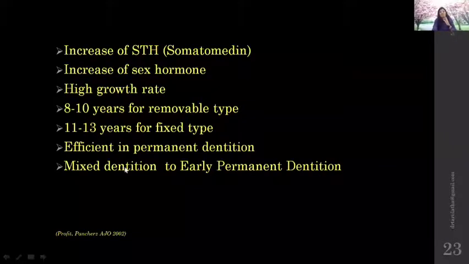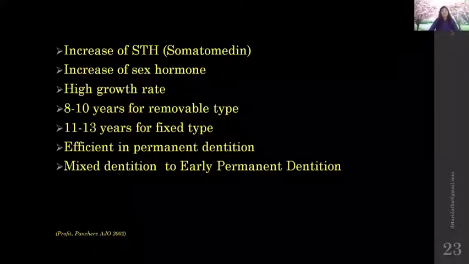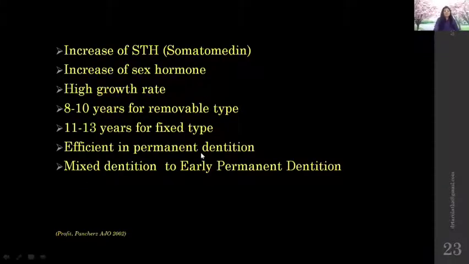That is, if you give in the early permanent dentition, it is considered to be a very efficient age to bring about the desirable changes. So these mixed dentition and early permanent dentition stages coincide with these years, 8 to 10 years and 11 to 13 years.